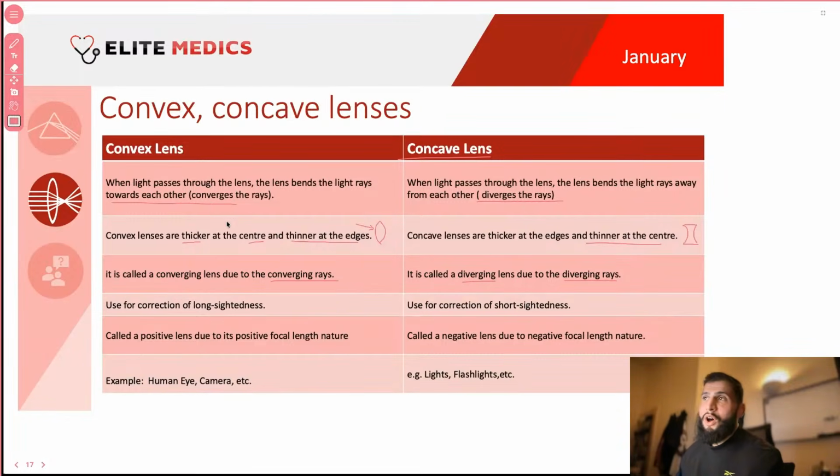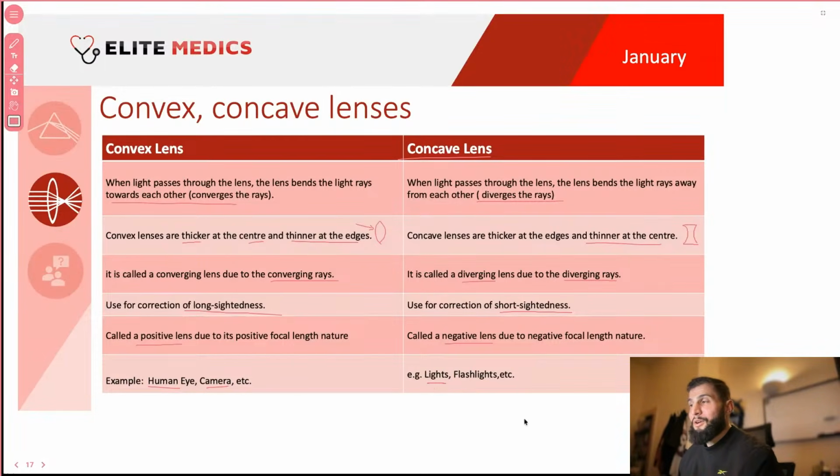Now we use convex for correction of long-sighted problems with vision. Concave is for short-sighted. The convex is called a positive lens. Concave, negative lens. So like we said, human eyes and cameras use convex.